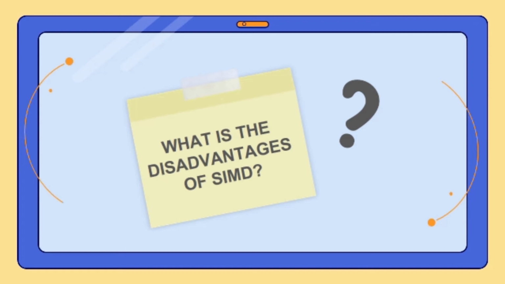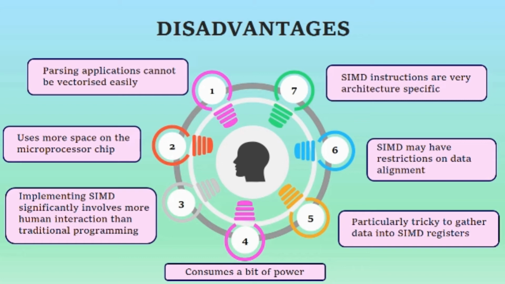I'm going to talk about the disadvantages of SIMD. Not all algorithms can be applied to SIMD. For example, parsing applications do not gain the benefits of SIMD because they cannot be vectorized easily. SIMD technology consumes quite a bit of power and also uses a lot of space on the microprocessor chip because of the large register file.